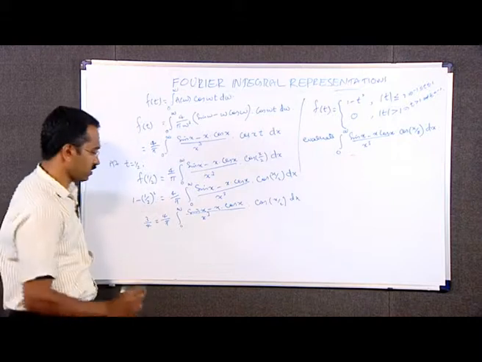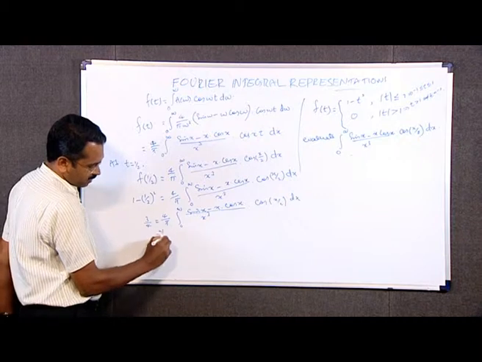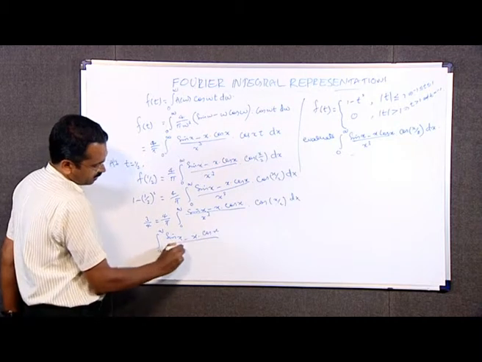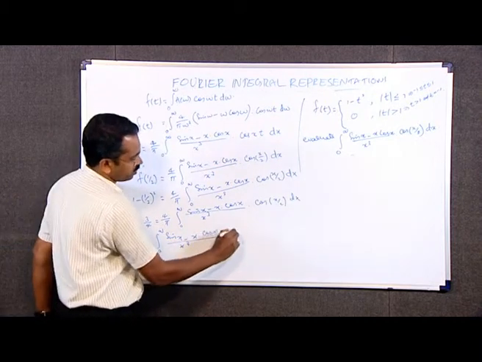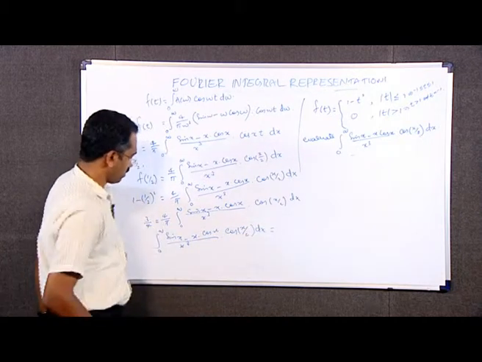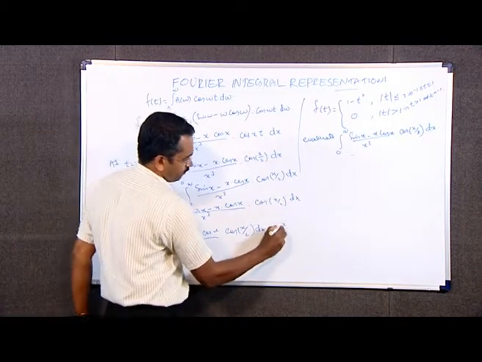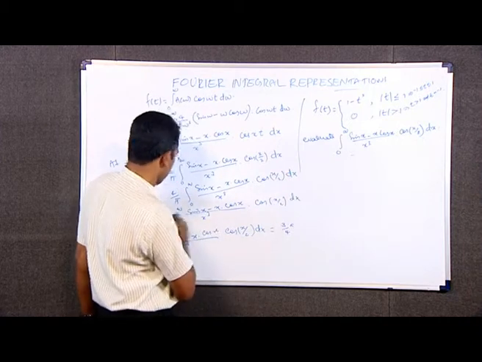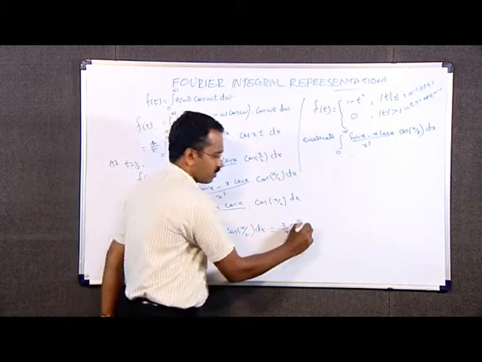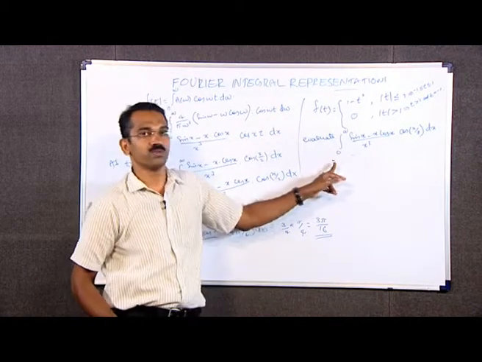dx. That is, the value of the integral from 0 to infinity of (sin x minus x cos x) divided by x cube into cos x by 2 dx is 3 by 4 into pi by 4, that is 3 pi by 16. This is the value of this integral.